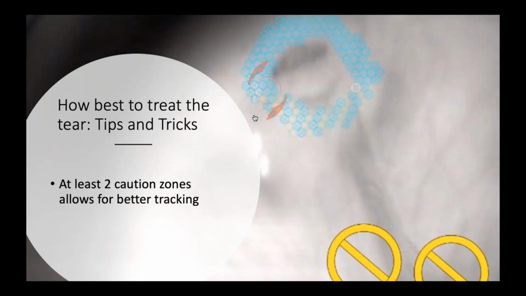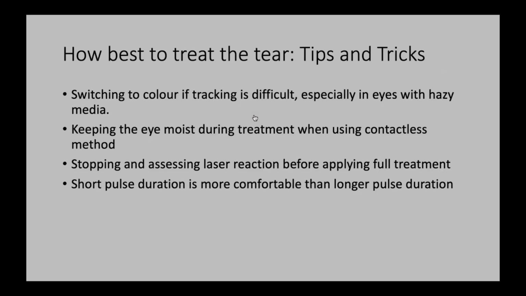It is suggested and recommended that a caution zone should always be placed to avoid inadvertent treatment of the wrong area. But caution zones, at least 2 in number, allow for better tracking during the treatment itself. Switching to color if tracking is difficult, especially in eyes with hazy media, also allows for easier registration and tracking. It is important to keep the eye moist during treatment when using the contactless method. And like with other situations with laser, short pulse duration of the laser is more comfortable than longer pulse durations.